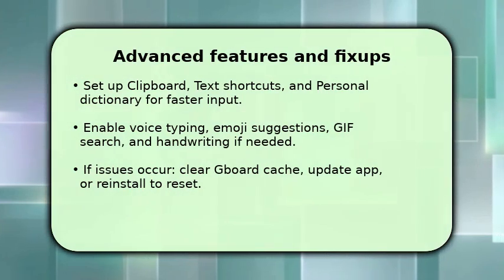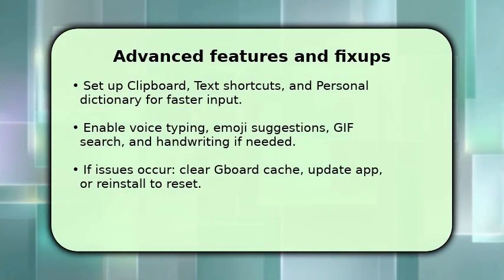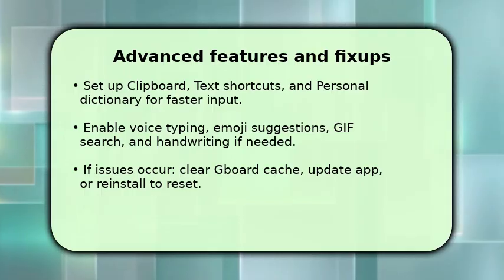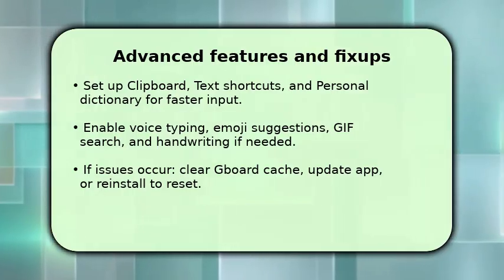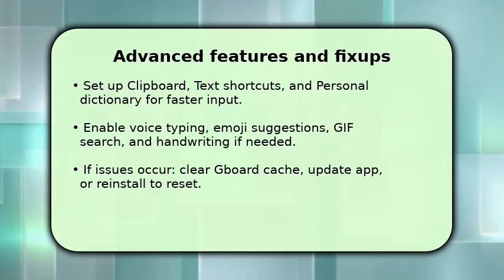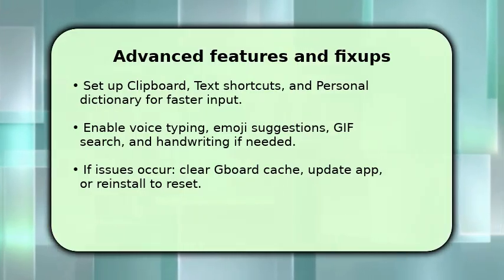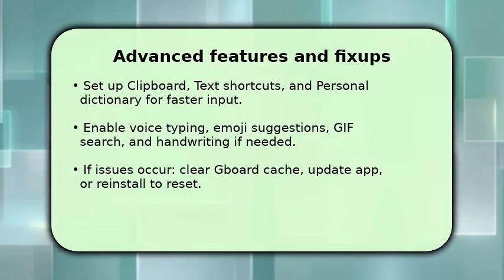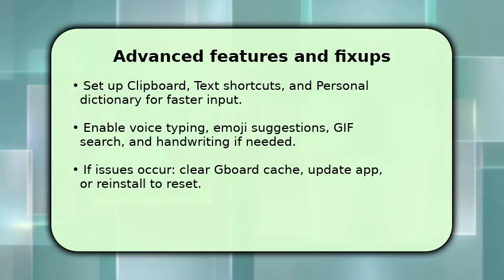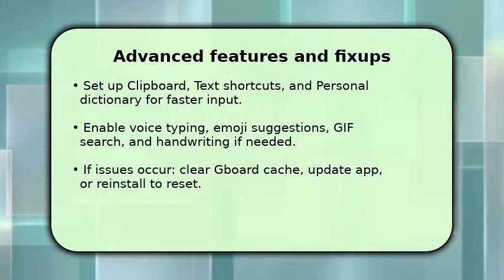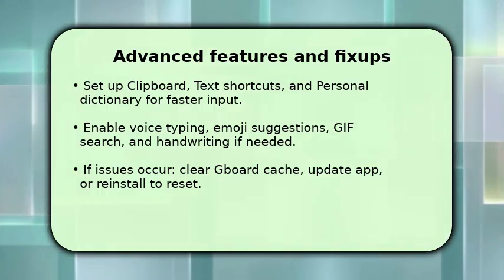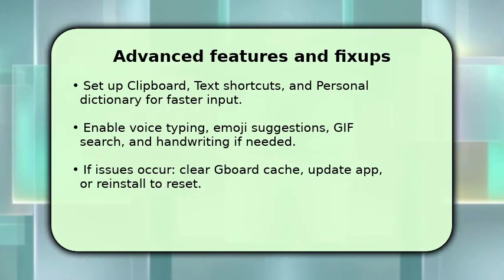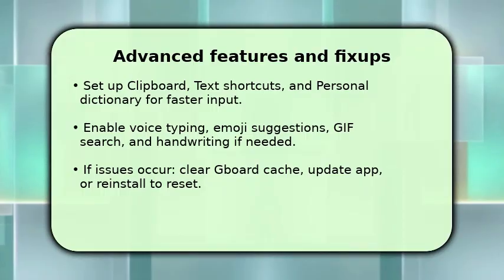Finish by enabling power features that save time and personalized typing. Open Gboard settings to set clipboard clips, create text shortcuts, and add entries to your personal dictionary so uncommon words are recognized. Turn on voice typing and emoji or GIF suggestions for richer messages, and enable handwriting if you prefer stylus input. If Gboard lags or behaves oddly, clear the app cache in Settings, update or reinstall Gboard, and restart your phone. That usually resolves conflicts and restores normal keyboard performance.